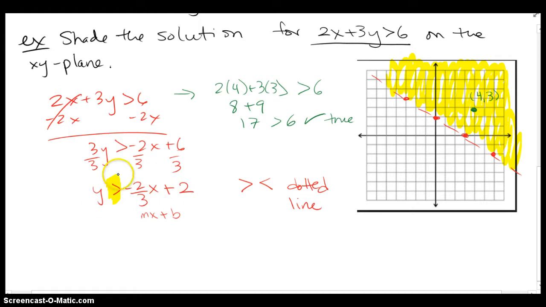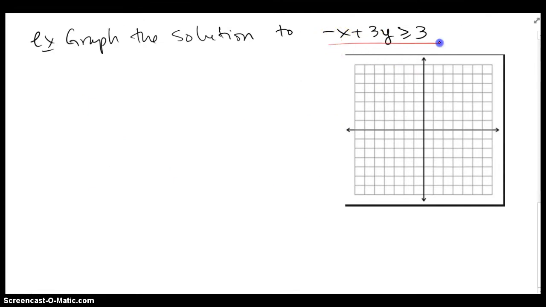But I always like isolating the y and then shading up or down depending on which way the mouth of the inequality opens. If it opens towards the y, I always shade above the line. Let's go look at another example. Graph the solution to this inequality.